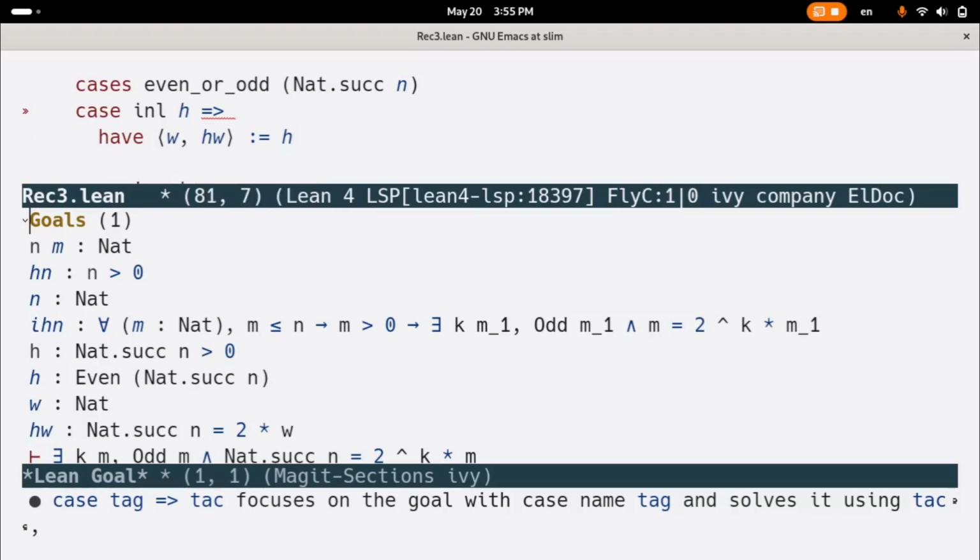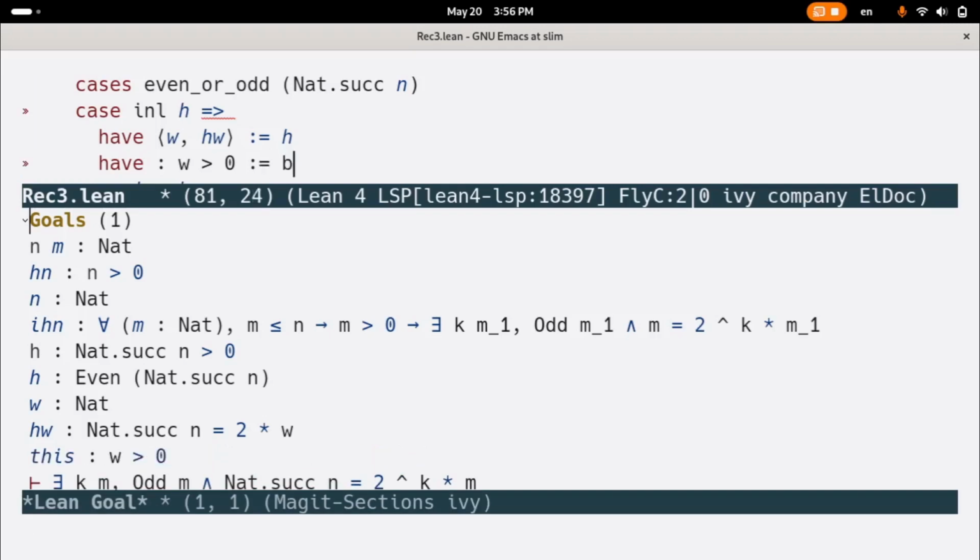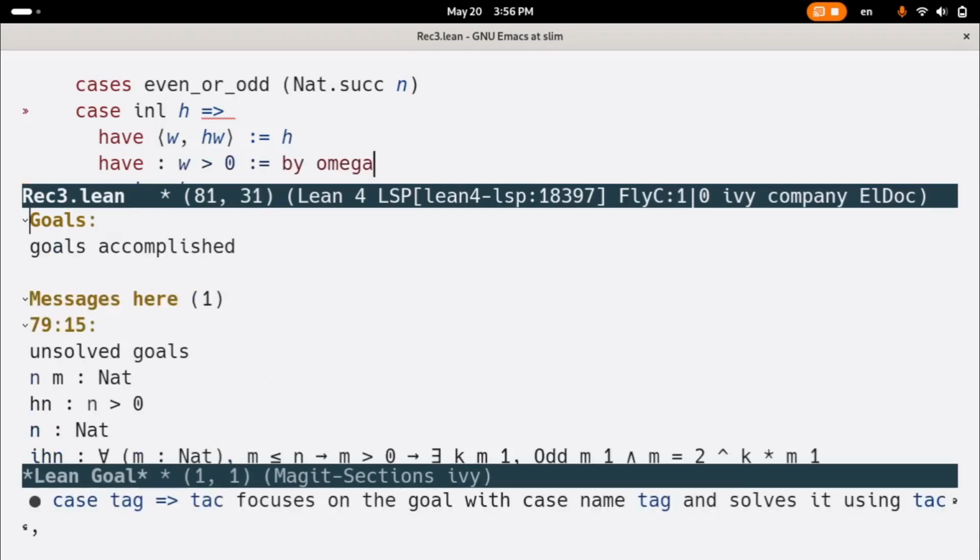We can now apply the induction hypothesis to W to express W as a product of a power of 2 and an odd number. So we need the fact that W is greater than 0 here. This can be obtained using omega.